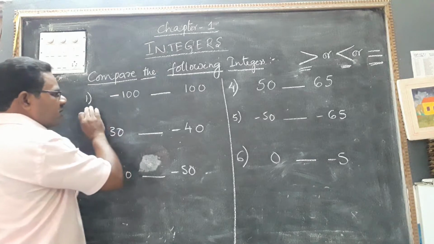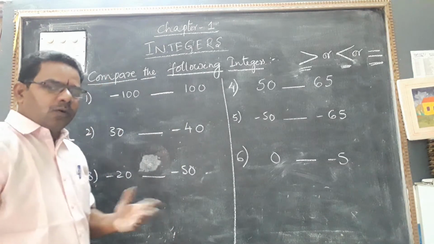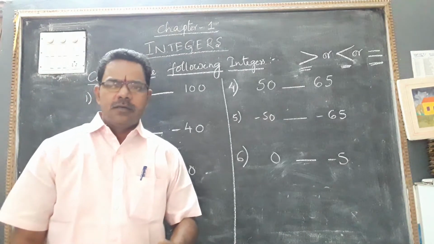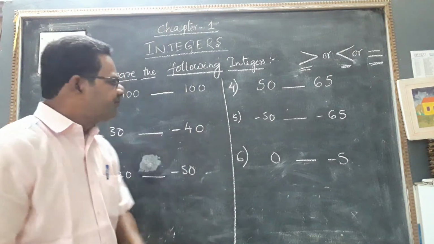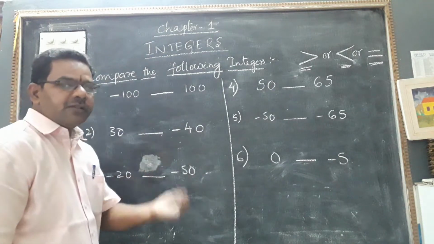The first one I have given you is minus 100 and plus 100. Only 100 means that is nothing but plus 100, positive value only. Okay. So minus 100 and plus 100. In this, which one is bigger, which one is smaller?